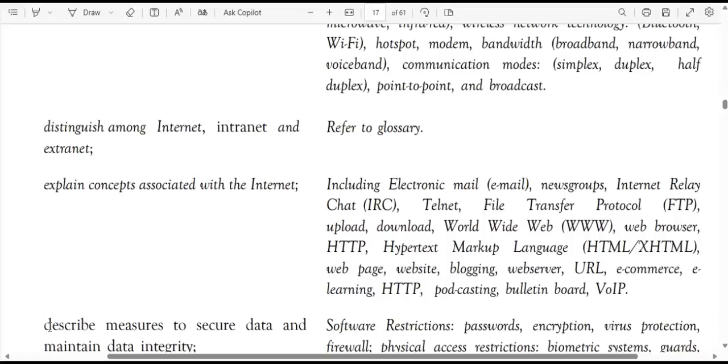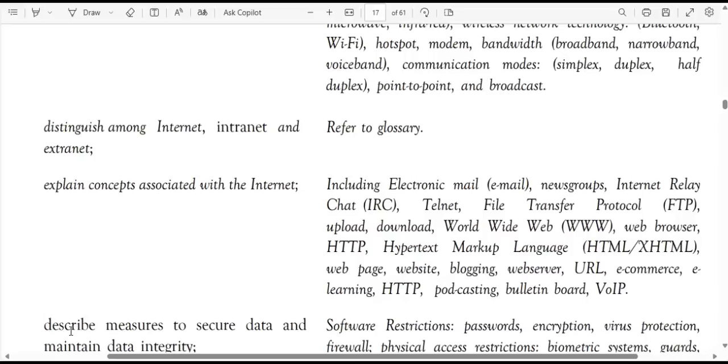Now, explain the concepts associated with the internet. So, for exam purposes, you must know the following words and what they mean. All right, so we're going to go through a few of them. I can't promise that we're going to do all of these words, but we'll do as much as possible. And I know that you guys are familiar with most of these words, right? Because they are concepts that are associated with the internet.